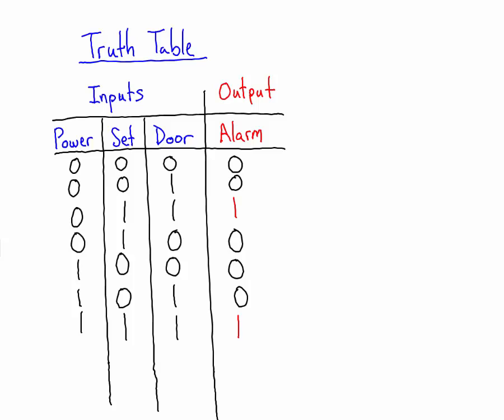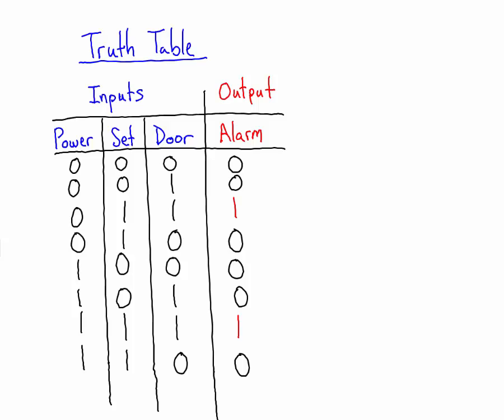In our last condition, where the power is on, the alarm is set, and the door is closed, that's the condition where our safe is doing its job. If things are in the safe, we don't want the alarm going off. So here are all the conditions on our truth table.